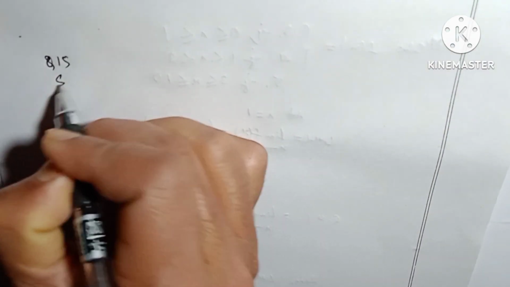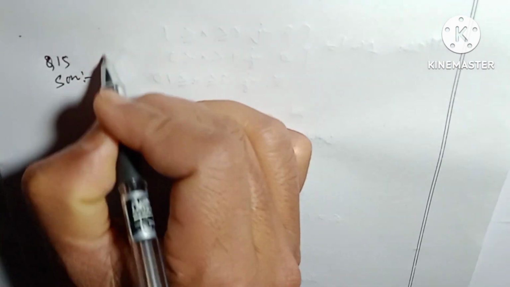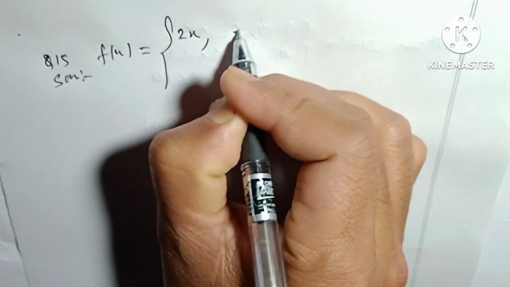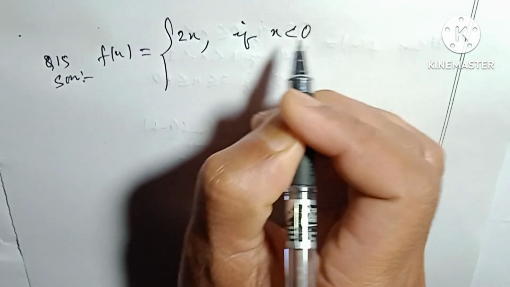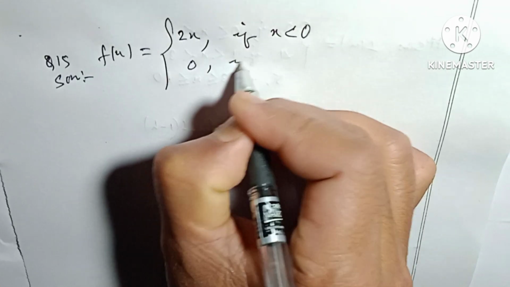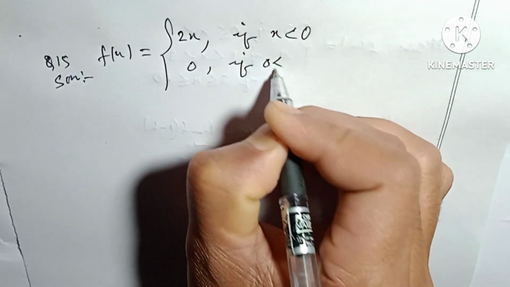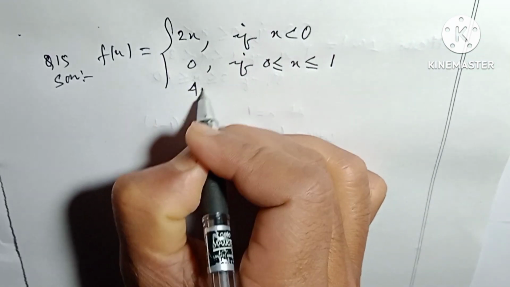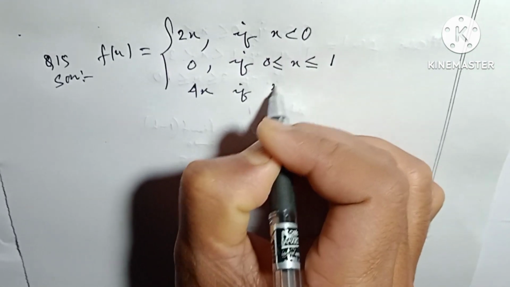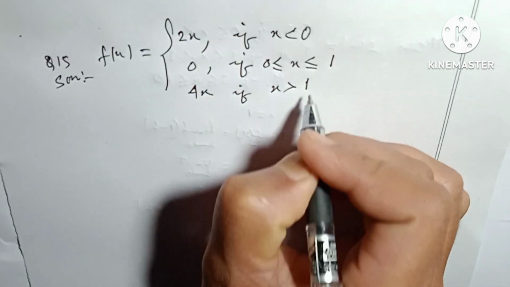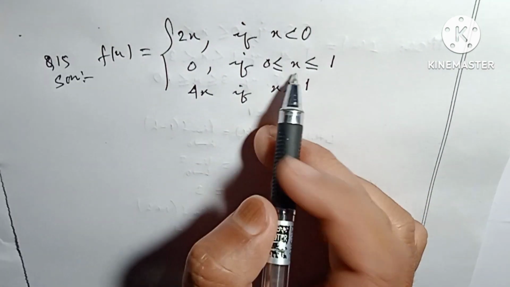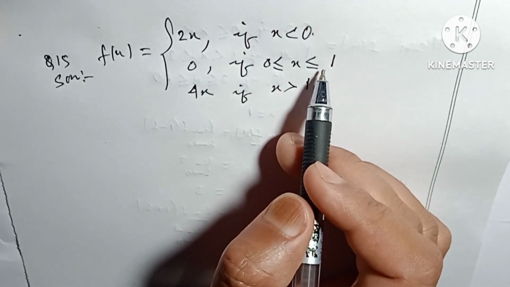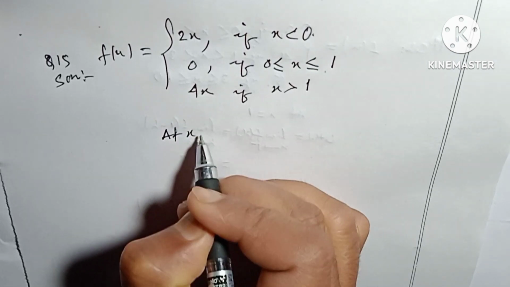Question number 15. Solution. f of x equal to twice x, if x is less than 0; 0 if 0 is less than or equal to x and x is less than or equal to 1; 4x if x is greater than 1. To check the continuity at 0 and 1, let us first check at x equal to 0.